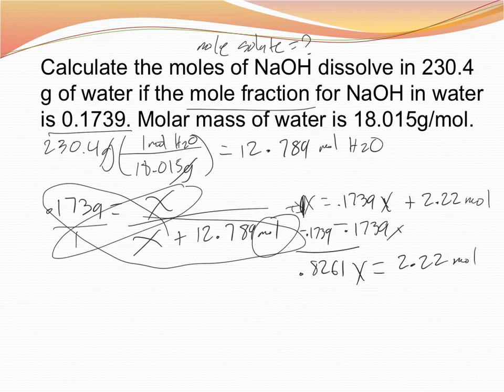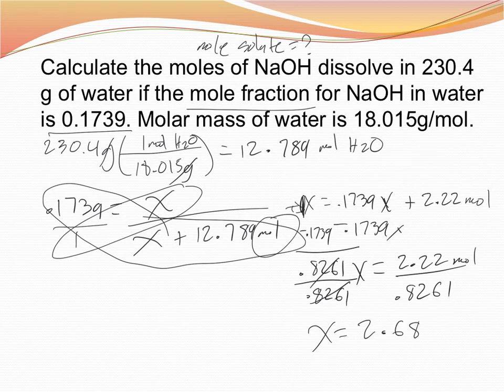But I want x, not 0.8261x, so I want to get rid of that number. That's being multiplied by x, so I do the opposite, which is divide. And once again, whatever I do on one side, I do onto the other side. When I finish with that, I have x, which is my number of moles of solute, roughly 2.687 mole of NaOH. By the way, NaOH is the active ingredient of soap.